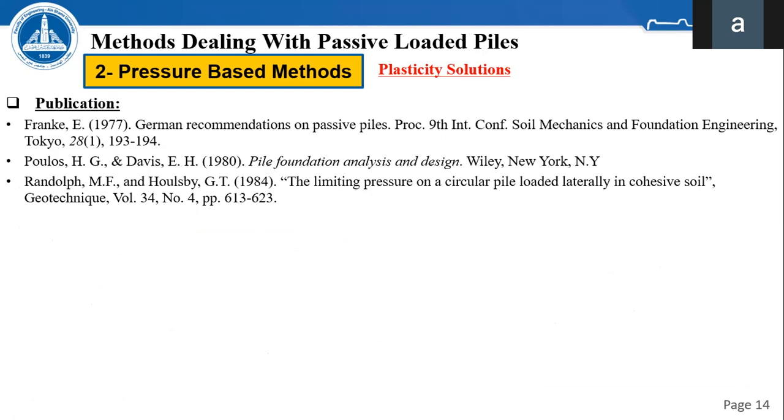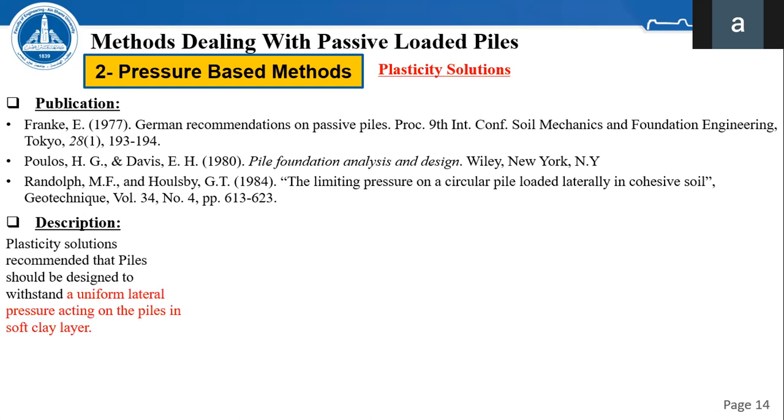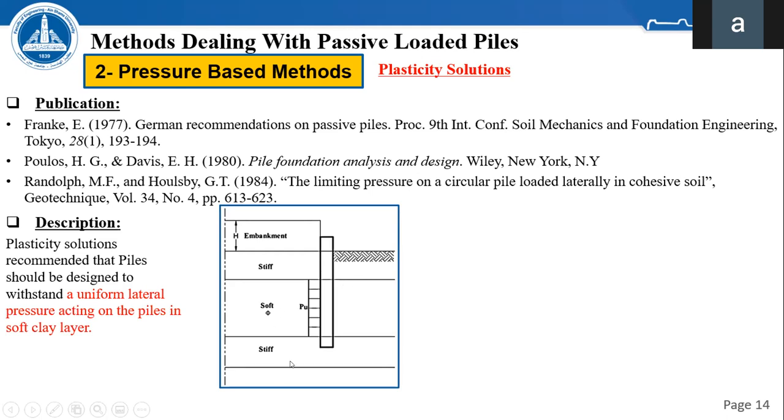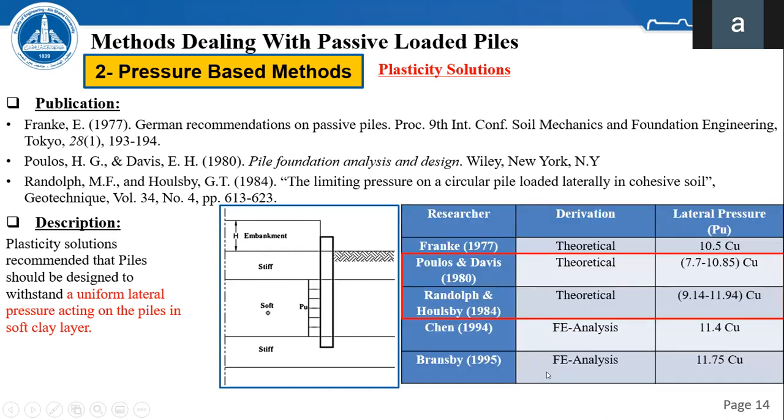The plasticity solutions are proposed by different researchers. The plasticity solutions recommended that the pile should withstand a uniform lateral pressure acting on the pile. This uniform lateral pressure, the maximum value will be equal to 10.5 C undrained, proposed by Frank in 1977. The minimum value was proposed by Paulus, which is 7.7 multiplied by the C undrained of the soft layer.